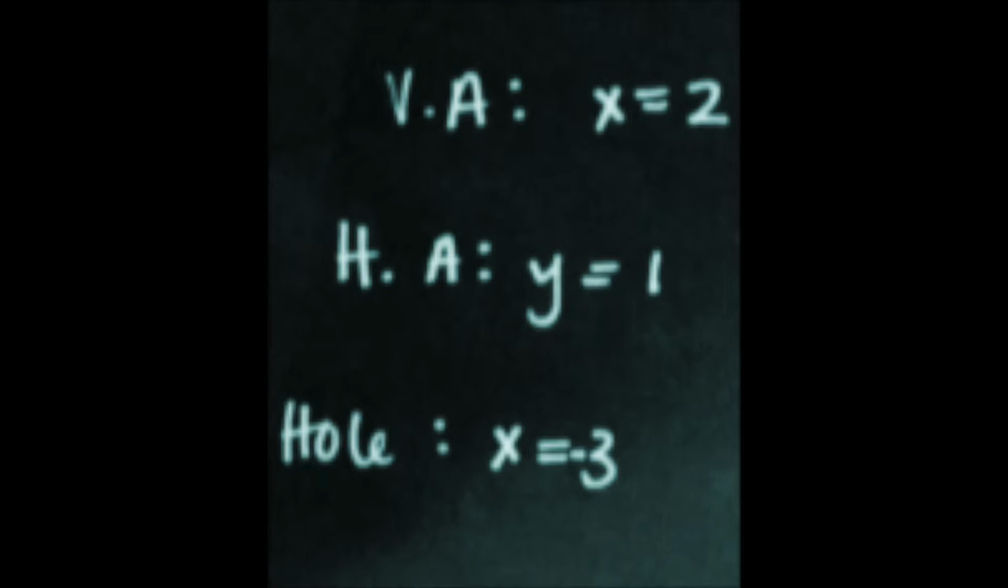Because there is an x plus 3 in both the numerator and denominator, there is a hole at x equals negative 3.